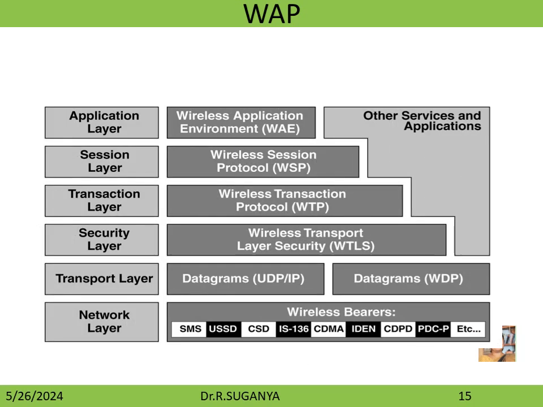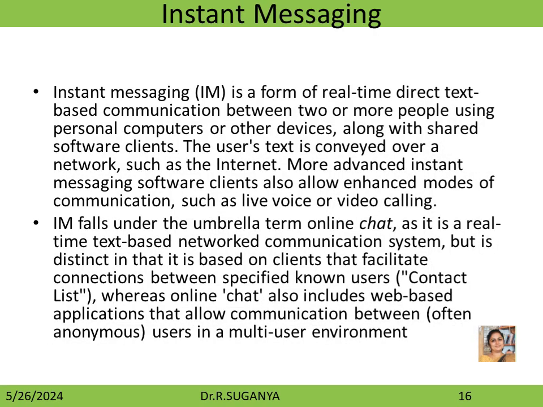Here is a diagram with the application layer, session layer, transaction layer, security layer, transport layer and network layer. It has some protocols. The application layer acts as the wireless application environment. The session layer acts on the wireless session protocol. The transaction layer acts on the wireless transaction protocol, and the security layer acts on wireless transport layer security. The transport layer will have UDP, IP and datagrams, and the network layer will have wireless bearers such as GPRS, SMS, USSD, CSD, CDMA, etc. and other services.